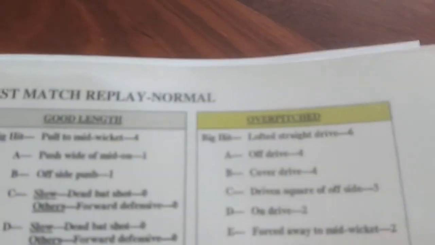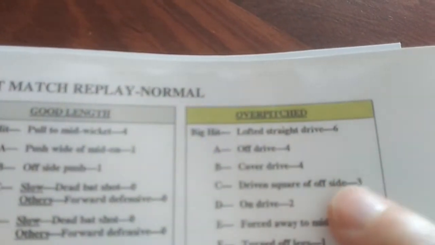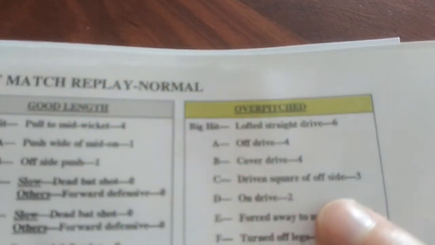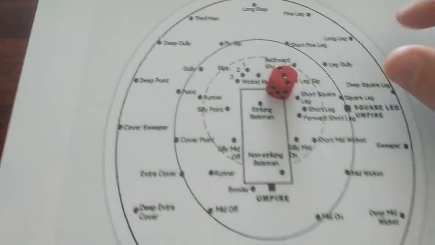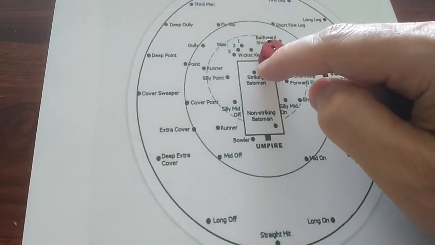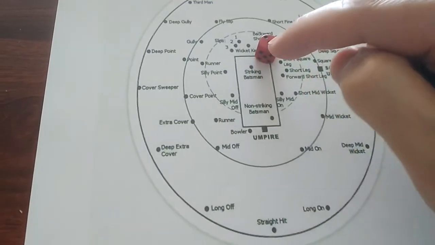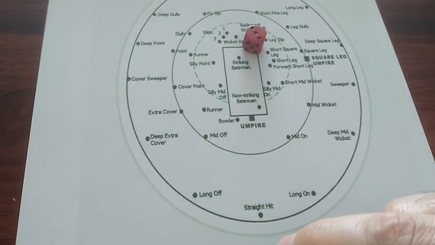Now, let's have a look at over pitch balls. We've got a lofted straight drive, an off drive, a cover drive, on drive. So let's have a look at some of those. A lofted drive, and that one was for 6 runs. So the bowler will run in, the batsman will hit it straight, he'll loft it over the field, over the fence, and that's 6 runs.